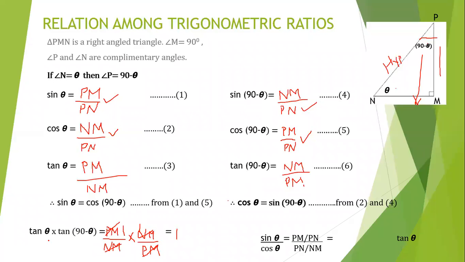So here we came to derive this: tan theta into tan 90 minus theta is equal to 1. Now let us find sin theta upon cos theta. What are we getting? Sin theta upon cos theta. For sin theta, we have got Pm upon Pn, that I have written over here. And for cos theta, we have got Nm upon Pn. So I have written it over here. It will come Nm upon Pm.